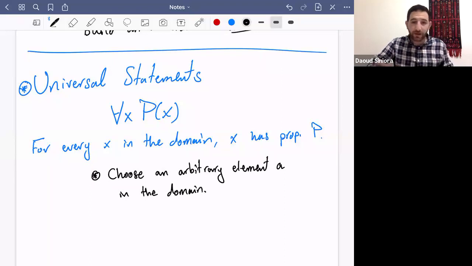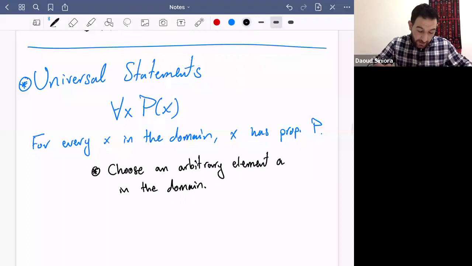And what do I mean by arbitrary? I mean this element a, all that we know about it is that it belongs to the domain. It's a member of the domain, and that's it. We don't know if it's, say, even or odd. We don't know if it's positive or negative. We don't know if it's a rational number or not. We don't use any properties of it other than being a member of the domain.